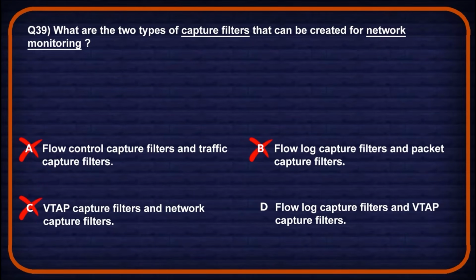Moving on to option number D, flow log capture filters and VTAP capture filters. OCI supports these two types of capture filters to selectively monitor traffic for flow logs and virtual test access points for VTAPs. So option D is the correct choice.